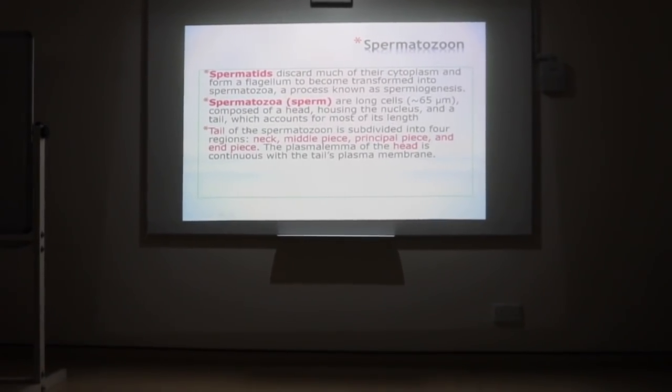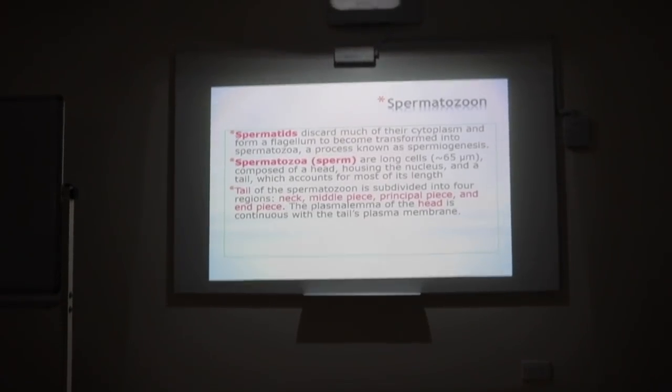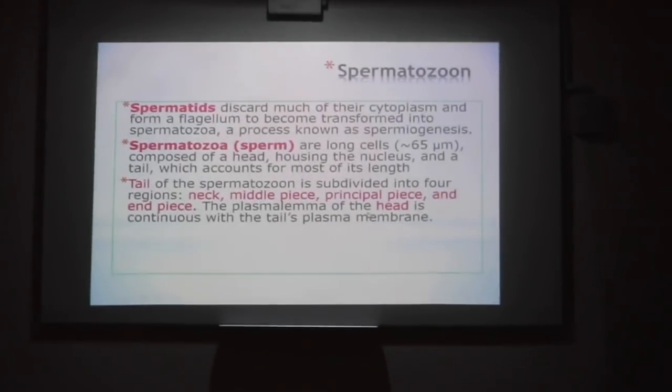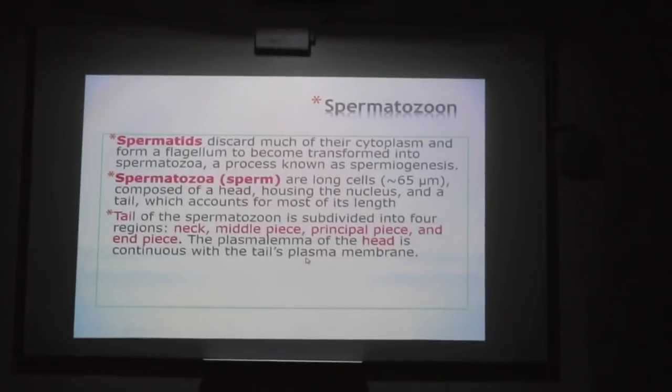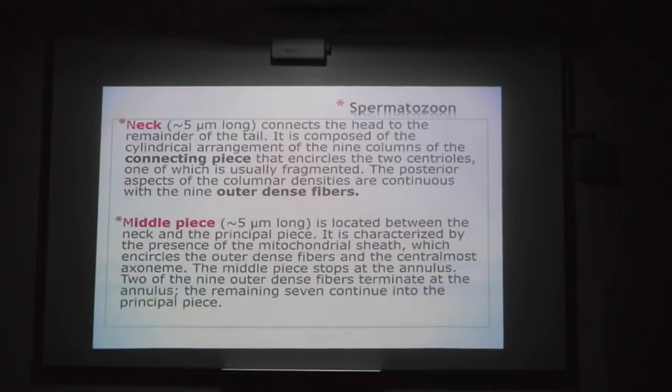The tail of the spermatozoa is divided into 4 regions: the neck, the middle piece, the principal piece, and the end piece. The plasma lemma of the head is continuous with the tail's plasma membrane.